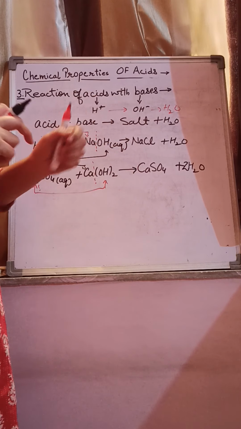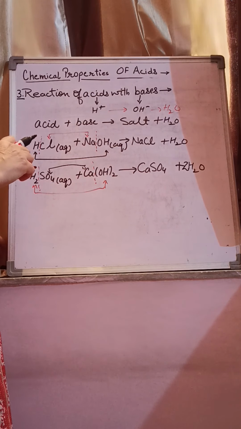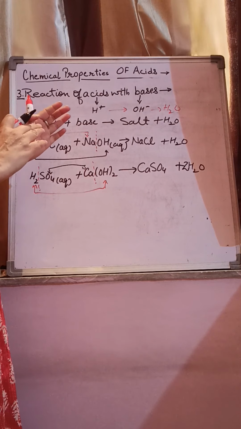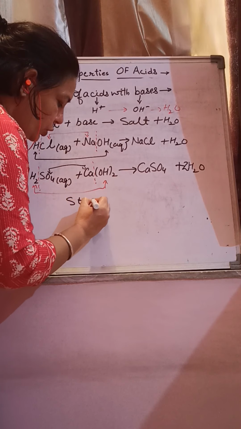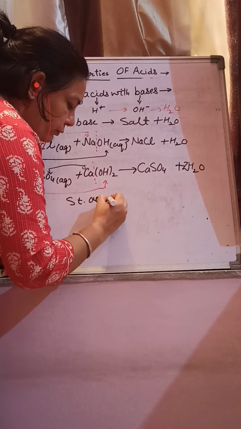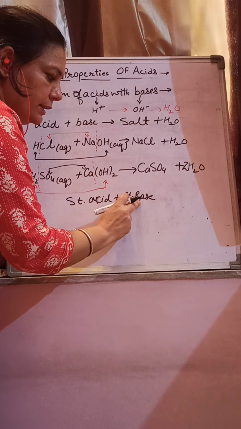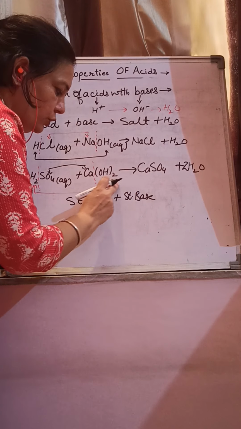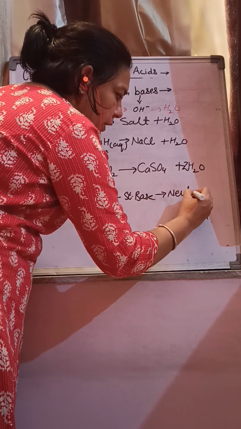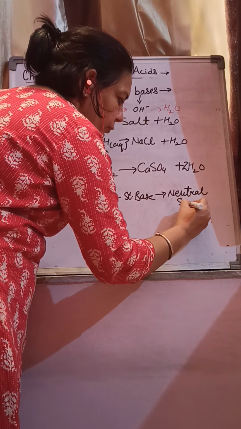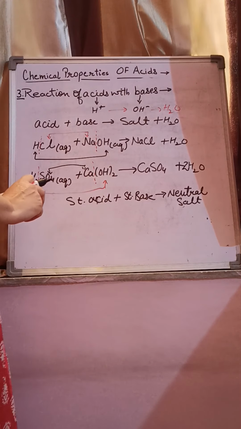What would be the nature of the salt which is produced in this reaction? For example, if I take a strong acid and a strong base, when a strong acid reacts with a strong base, the acid neutralizes the acidity of the base and the base neutralizes the basicity of the acid. So the salt which is formed would be neutral in nature. When a strong acid reacts with a strong base, there is a formation of neutral salt.